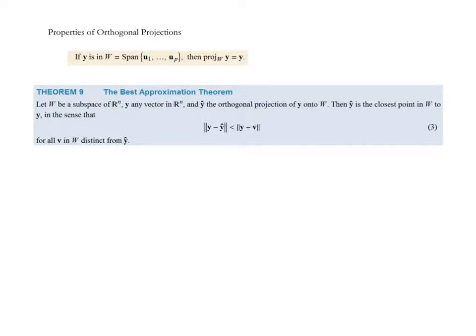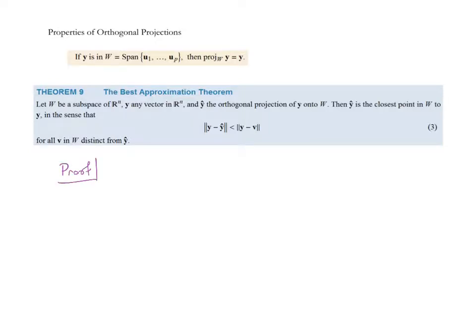It's the closest point. Y hat is the closest point in the subspace W to the original vector y, in the sense that the length of y minus y hat is strictly less than the length of y minus v for all v in W distinct, meaning different, from y hat. So the proof of this theorem is kind of cool. It basically says if you have a vector and some subspace, then y hat is as close as you can get to that original vector. All right, so let's look at how we construct a proof of this theorem.